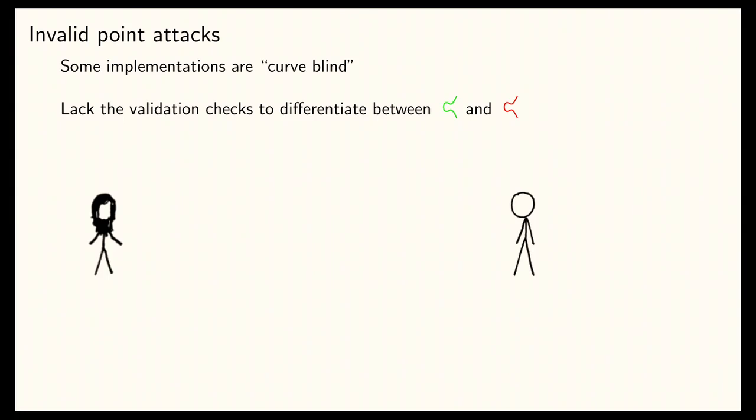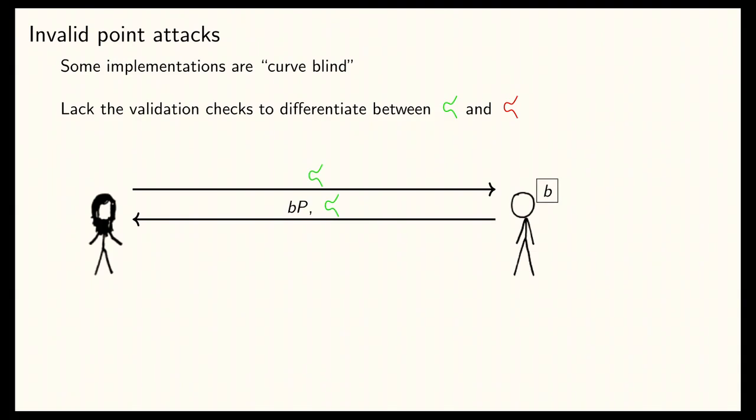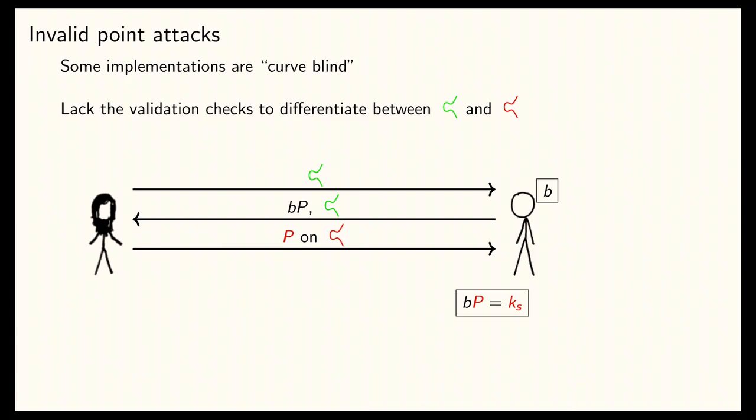So the attack works as follows. We have a malicious client, Mallory, and our server, Bob. Mallory starts a key exchange with this green curve. Bob accepts the green curve and computes his key exchange values on it. Now, instead of sending a point on the green curve, Mallory sends a point P on a red curve instead, where this red curve is designed to be weak. Although Bob doesn't support the red curve, he can't tell the difference between the red curve and the green curve because he's curve blind. So he computes the shared secret on that curve instead.